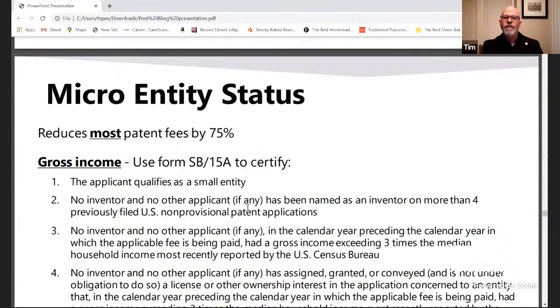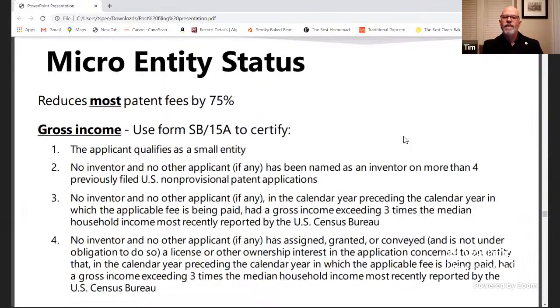So this idea of micro-entity status is a program that's available. The office provides fee scales based on the size of the applicant, basically. The micro-entity status is the smallest. Patent fees are reduced by about 75% compared to what we call the large entity applicants, who are Pfizer and Monsanto and whoever else, the big companies.